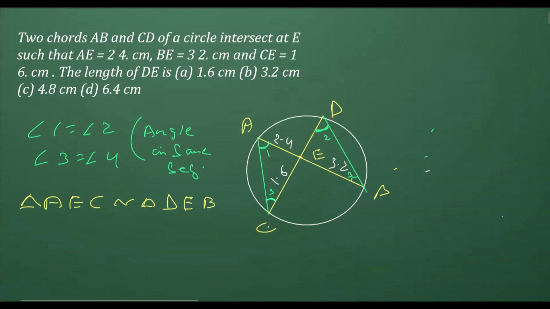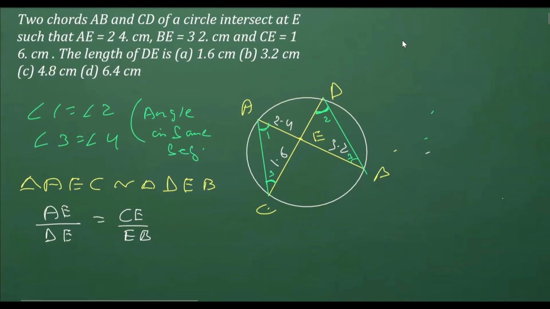So we can write their sides as proportional. That is, the first two letters here, AE over DE, as you know AE corresponds to DE, and CE corresponds to EB or BE. Now here we just need to plug in the values. We know the length of AE is how much? AE length is given as 2.4. The length of DE is what we have to determine. So let's keep it DE. CE length from here, CE is how much? 1.6. And EB is 3.2.